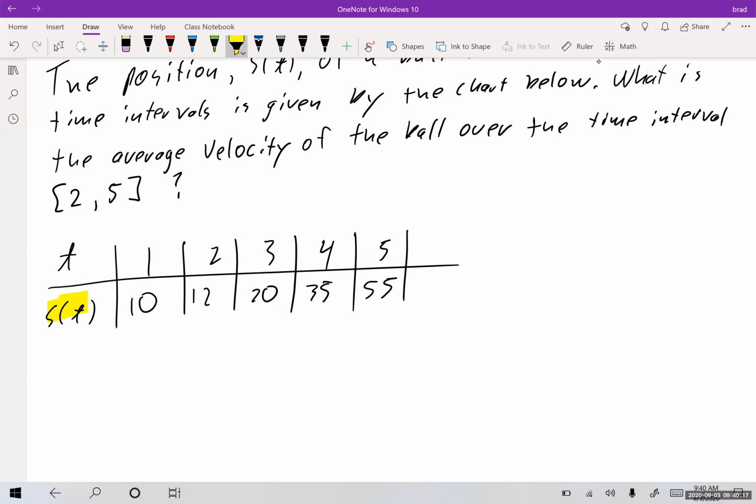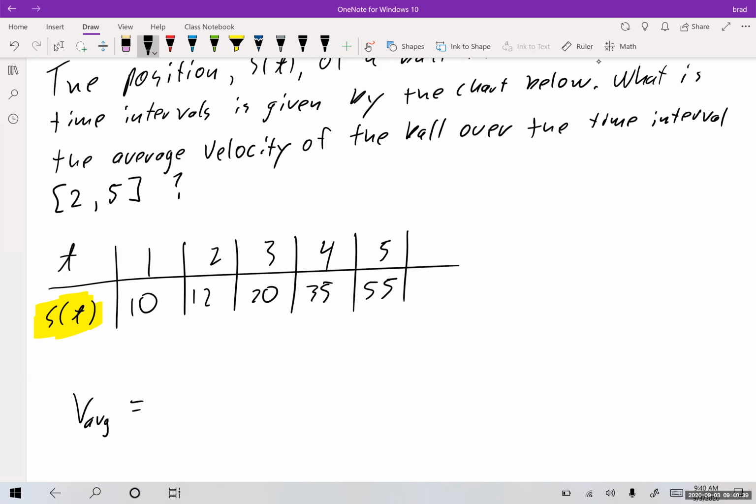Oftentimes in this class, I'm going to use s of t to represent position. v of t would be velocity, and normally in this class, when we say v of t, we mean instantaneous velocity. And then a of t would be acceleration. So we have these values, and we want to find the average velocity. So what I'm going to do is I'm just going to write v average.